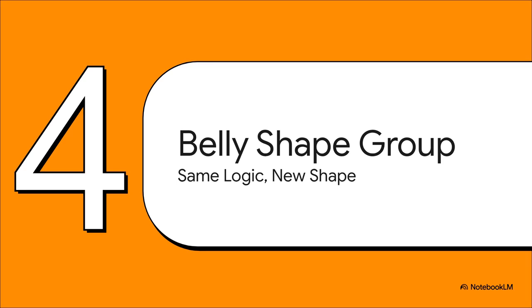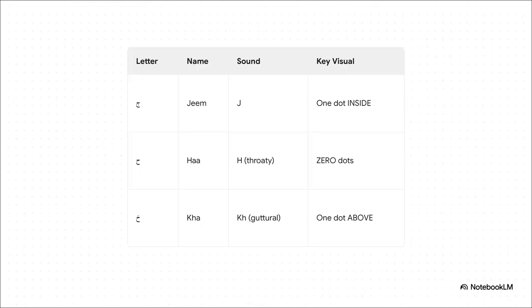Let's do that again with a new group. Same exact idea. Learn one shape, get 3 more letters. This next group shares this cool shape with a big curve, kind of like a belly.